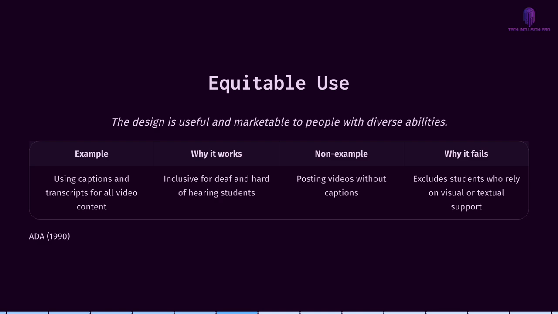So for each of these seven, you can see that on one side it's showing examples and why it works, and non-examples and why it fails. Pay attention to this, because we need to understand both sides of this, not just what works, but maybe what's being done currently that's not so effective.